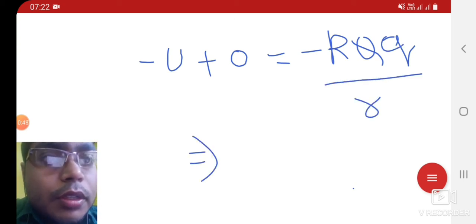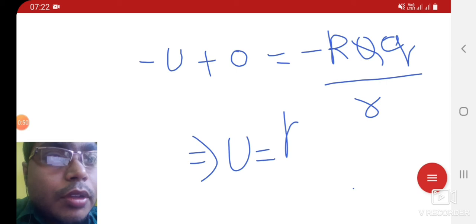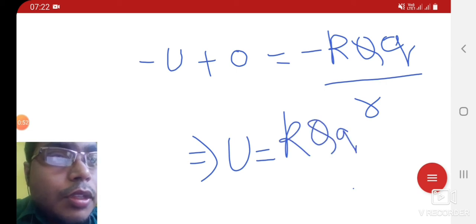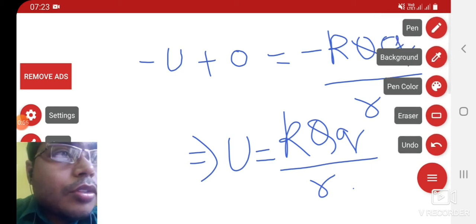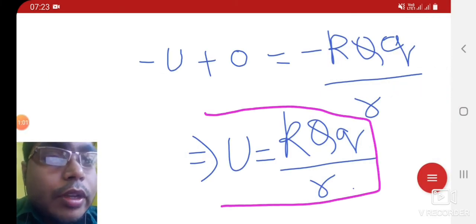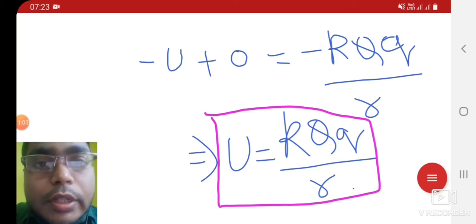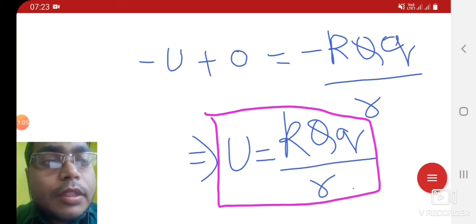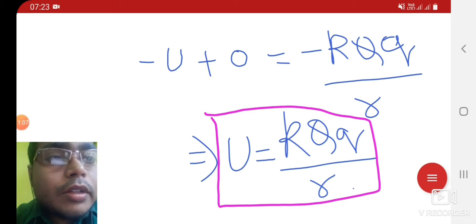So from here U will come out as kQ divided by r. This is your final expression of potential energy. This is a very important derivation. Electrostatic potential energy is given by this relation, kQ divided by r. Here you can see that the electrostatic potential energy is inversely proportional to the distance between the two charges.